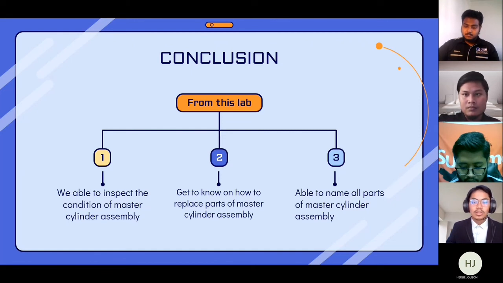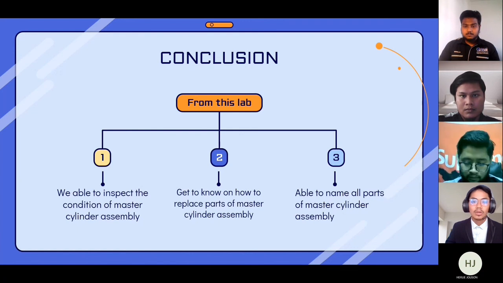As a conclusion, this lab is very important because we get to know how the master cylinder works and how to inspect the condition of the master assembly, because the master assembly is a very important, core part in the braking system. If there is a failure in the master cylinder, it will affect the braking system. So in this lab we know how to inspect and how to replace parts of the master assembly and know all the parts. Okay, that's all from us.